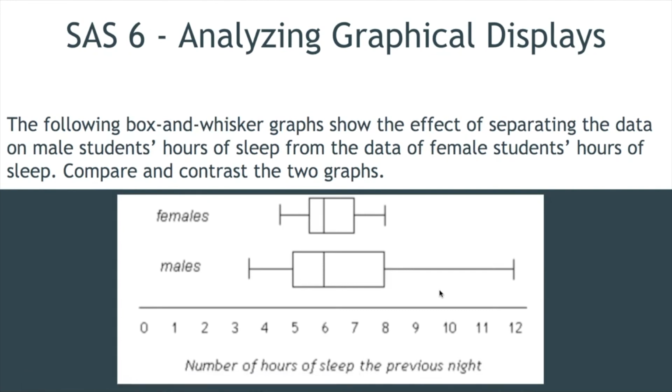This box-and-whiskers shows the effect of separating the data on male and female students' hours of sleep. As you can see, this also adequately describes how the females are very bunched together. So we talked about something called the measure of spread, which I can't remember what it's called right now. Anyway, notice the females are not spread out. It's all bunched together between 5 and 8, or 4.5 and 8, but the males are spread out a lot.